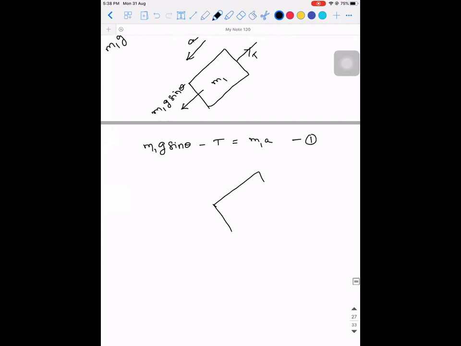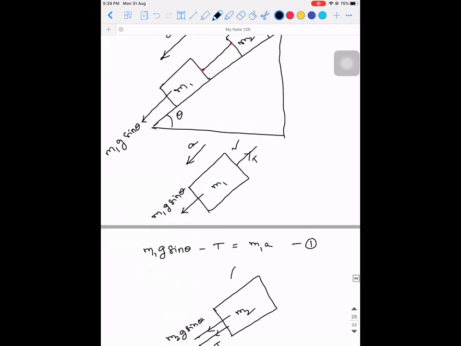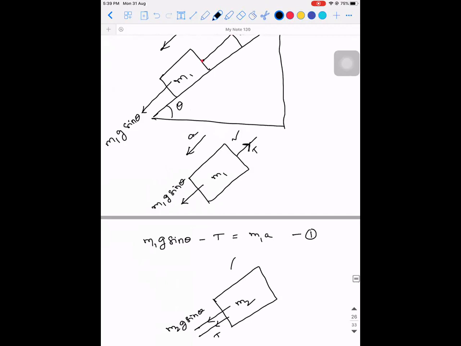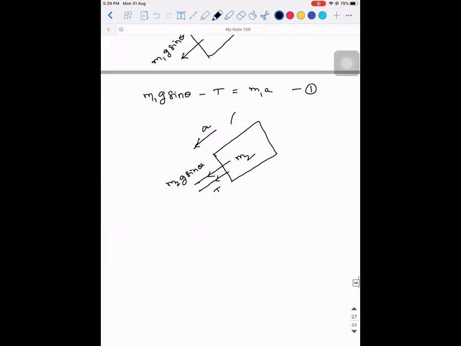Similarly, when you draw for m2, there will be m2g sine theta. This block is also connected to a string, so it has tension, because this one and this one are connected by the same string. So on the same string, if one direction is upward, the other side it should be downward. Acceleration is still a. Now tell me the equation. m2g sine theta plus T is equal to m2 into a. This will be equation number 2.